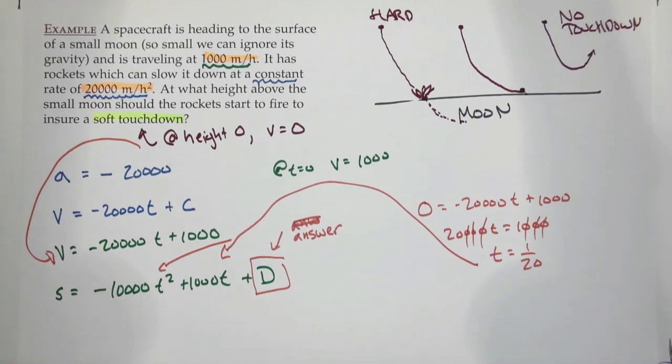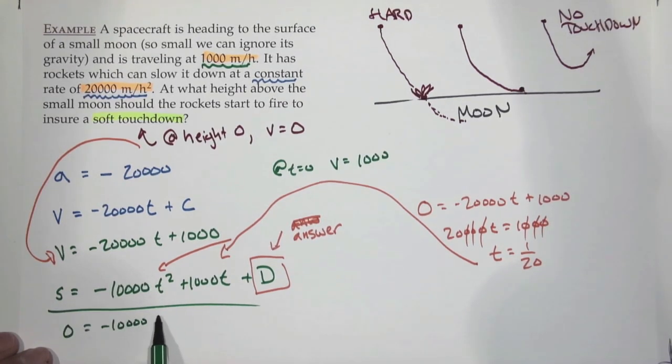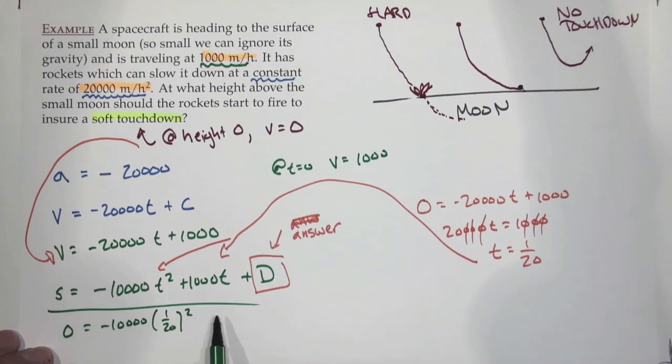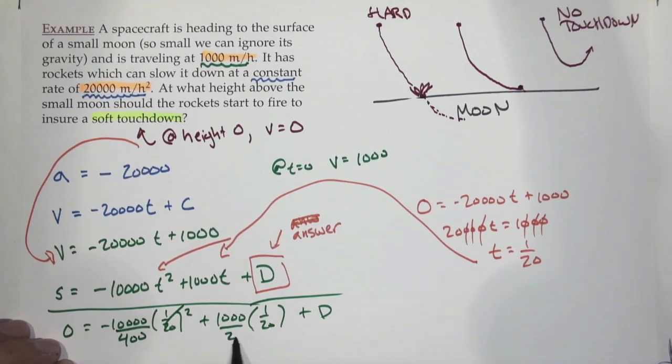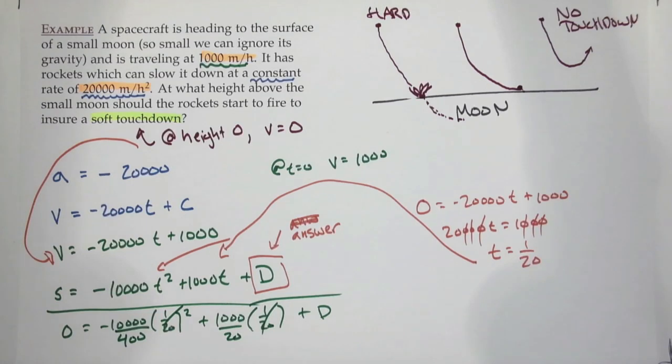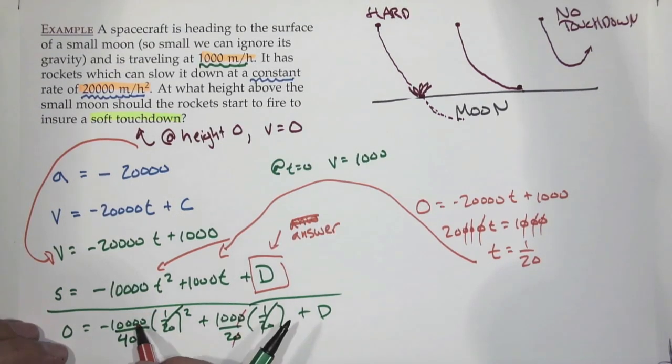Yes? Yeah, that should work. So, 0 minus 10,000 times 1 over 20 squared plus 1,000 times 1 over 20 plus whatever d turns out to be. Okay, so 20 squared is what? 400. So I'm just going to write this as over 400. And then I'll just write this as over 20. Okay, so we can cancel some zeros.